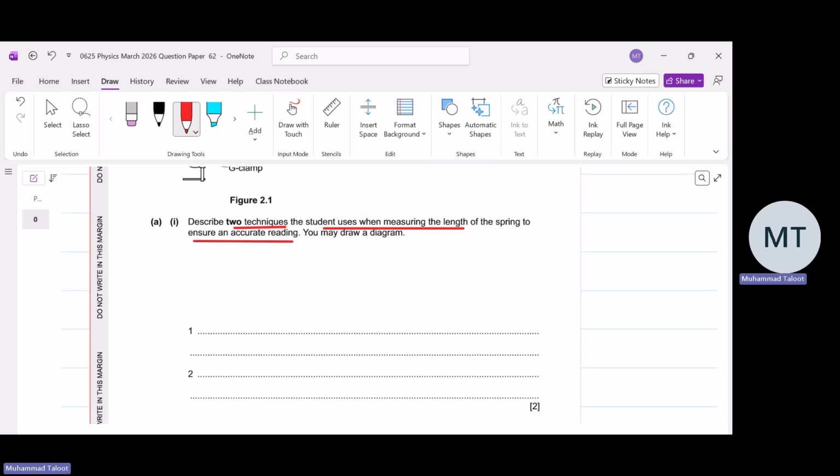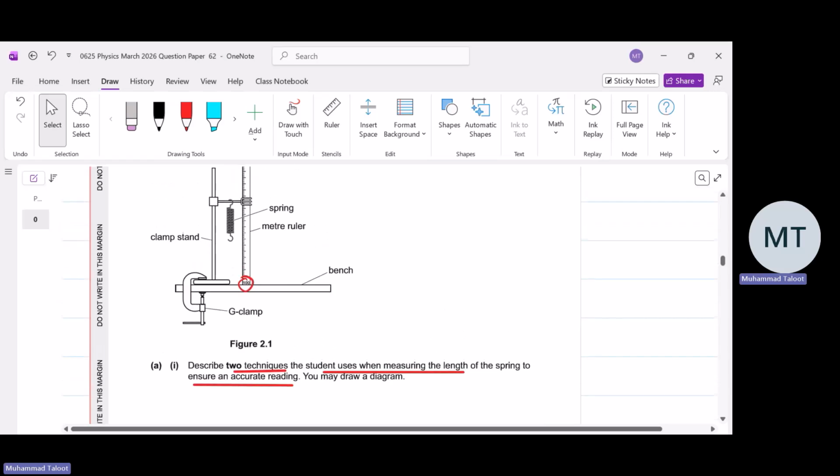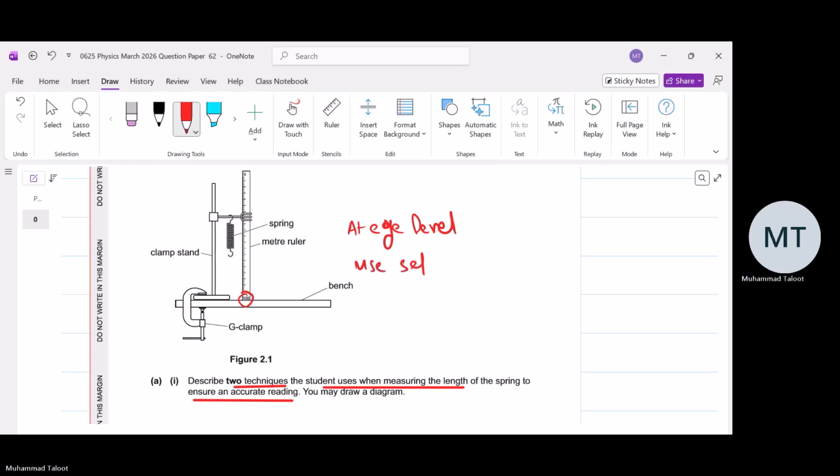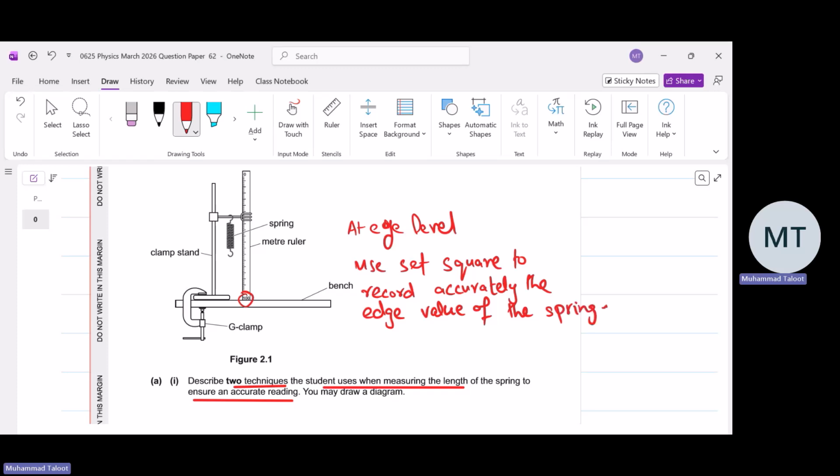Okay, so one thing is the reading should be measured at eye level. This is very important, at eye level. Instead of this, one more way I can go here, that use set squares to record accurately the edge values of the spring. Edge values of the spring means what I can say here.